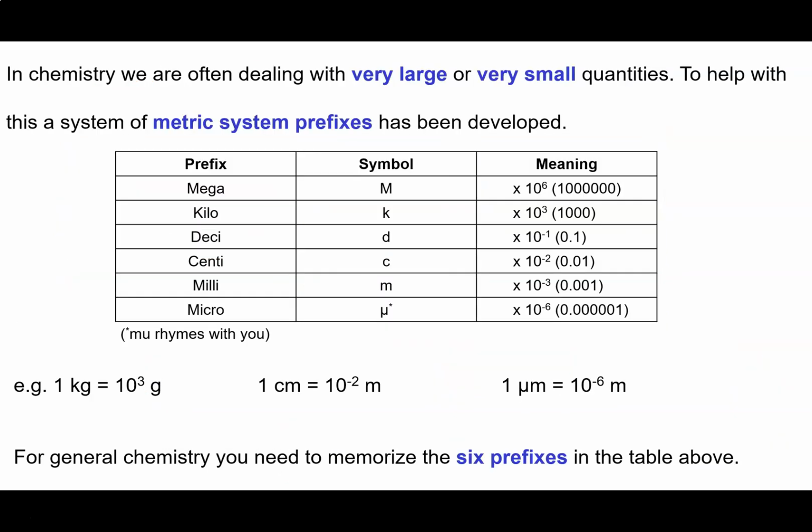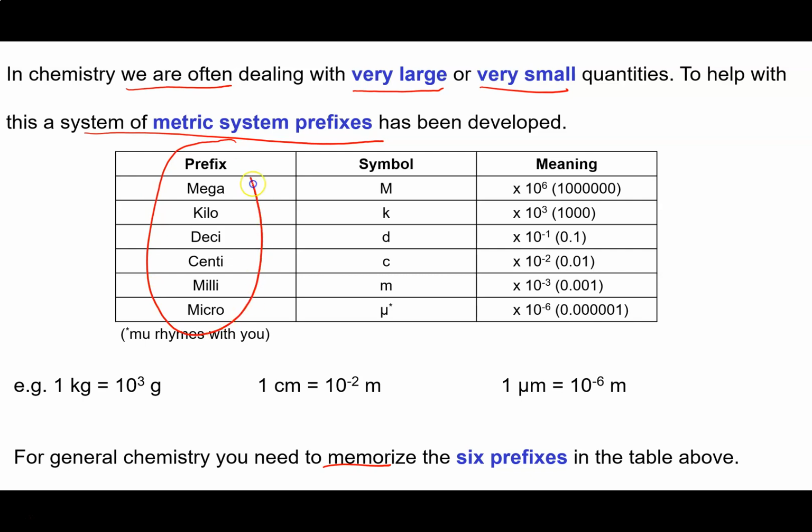Now, in chemistry, as we mentioned before when we were talking about scientific notation, we're often dealing with very large or very small quantities. To help us write out these quantities, a system of what we call metric system prefixes has been developed. These are letters that substitute for multiplying by a power of 10. There are 6 of these metric system prefixes that you need to memorize for general chemistry. We've got mega, kilo, deci, centi, milli, micro.